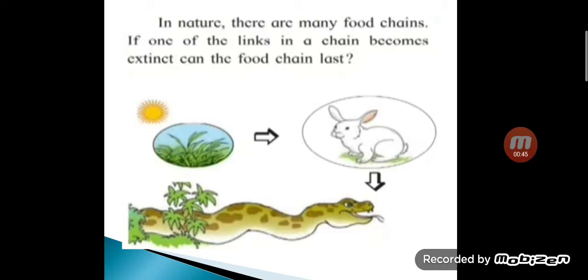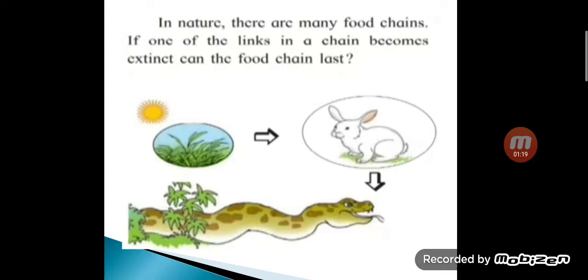Now, can you see here? Sun is eaten by plants. Plants are eaten by rabbit. Rabbit is eaten by snake. If sun is not there, can plants grow? No. Now if plants don't grow, can the rabbit get its food? No. Now if rabbit doesn't get its food, then will rabbit be more in the environment? No. Now from where will the snake get its food? It will also not get its food, right?